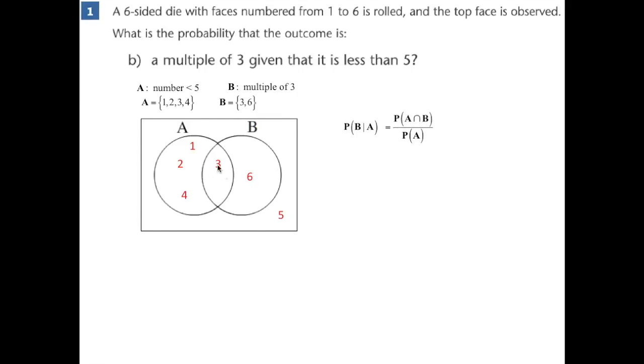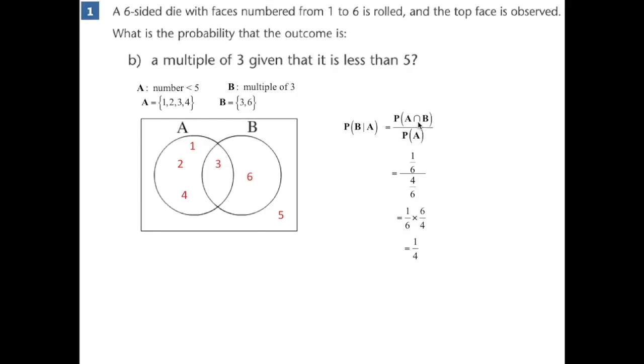The probability of B given A is the probability of A intersection B divided by the probability of A. A intersection B is just the 3, right? So that's one number out of 6. It's going to be 1/6 divided by the probability of A, and here we have 1, 2, 3, 4 numbers in there, so 4 out of 6. 1/6 divided by 4 out of 6 is 1/6 times the reciprocal, 6/4. The 6's cancel, we have 1/4 as our answer. So the probability of a multiple of 3, given that it's less than 5, is 1 out of 4.